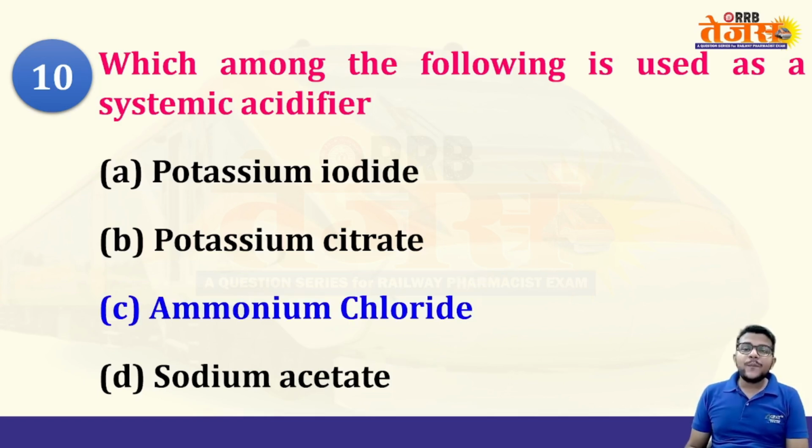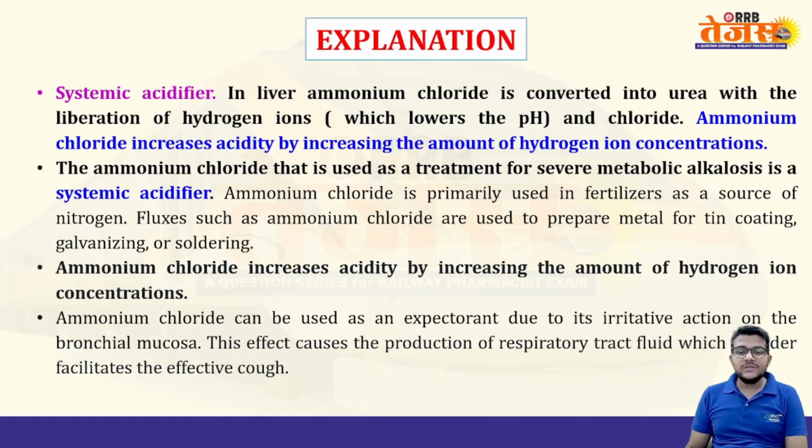So just take a pause, and here is ammonium chloride that is used as a systemic acidifier. I am going to discuss this in the upcoming slide also. You are able to see the systemic acidifier, or we can say the ammonium chloride, in our liver is converted into urea, with the liberation of H positive ion. As I told you, acidifiers are used to lower the pH of your blood, so which lowers your pH, and the chloride.